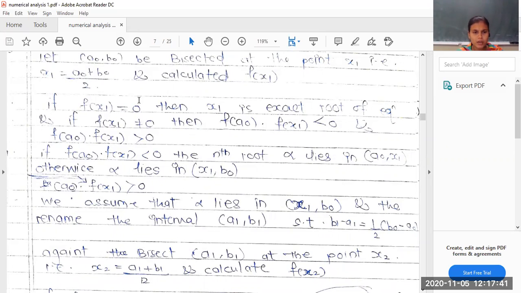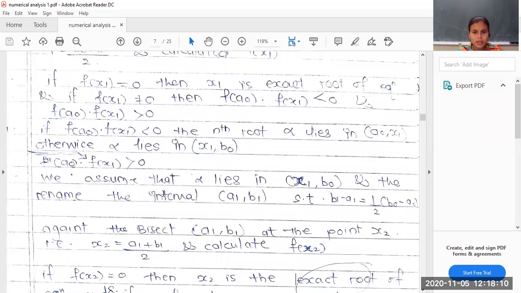If f of x1 is not equal to 0, it means that either the quantity f of a naught into f of x1 is less than 0 or greater than 0. If it is less than 0, the root lies in a naught to x1. If it is greater than 0, the root lies in x1 to b naught. I have shown you geometrically how the root lies in a naught to x1, how it lies in x1 to b naught, and so on. Okay, so we have seen this.